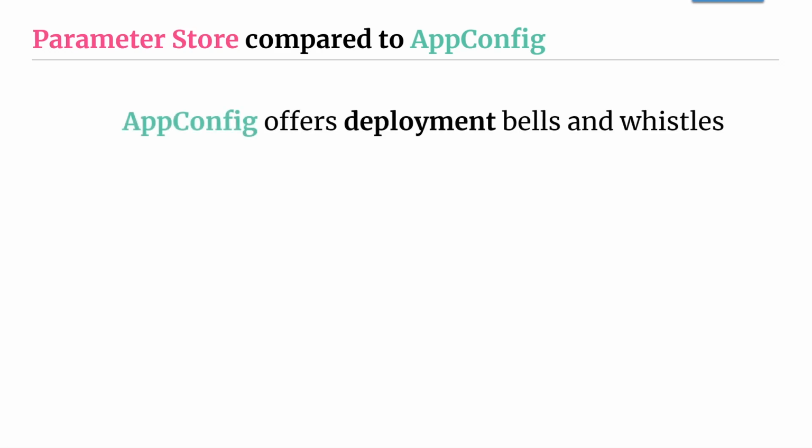So what I wanted to do now is just give you the TLDR of what the difference is between these two services. AppConfig is, like I said, another configuration management solution, but AppConfig offers deployment bells and whistles. It's not just about configuration management, it's about safe deployments of your configuration. So you can introduce your configuration slowly over time. You can integrate AppConfig with Amazon CloudWatch so that if there are any errors in your application, you can automatically roll that configuration back. You can manually roll back to a previous version of your application configuration as well.